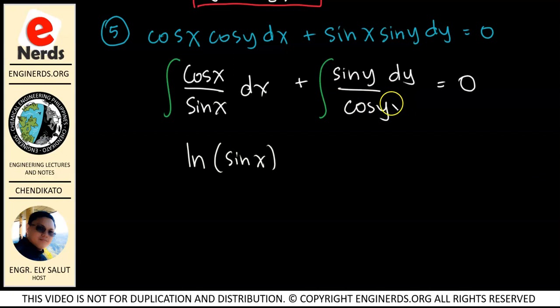Ano ba yung derivative ng cosine y? The derivative of cosine y is negative sine y. But we have positive here. So we're going to multiply this by negative 1 over negative 1. Kaya magiging unit natin dito or ang operator natin will be subtraction. So I will have minus ln cosine y. Okay? And this will be equal to c.